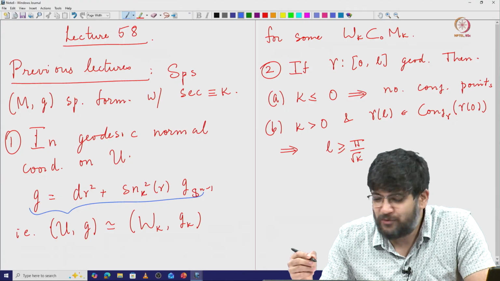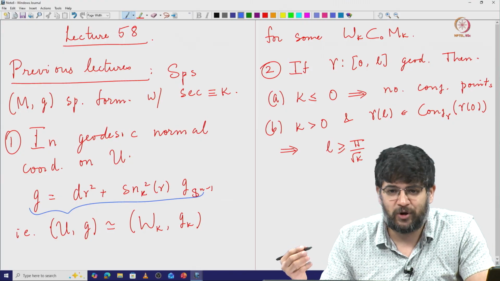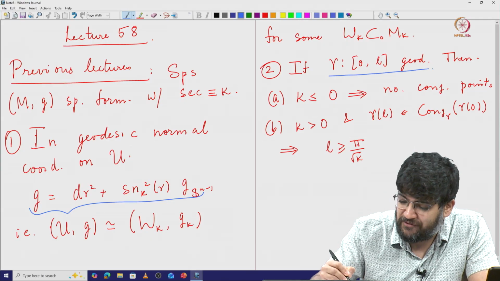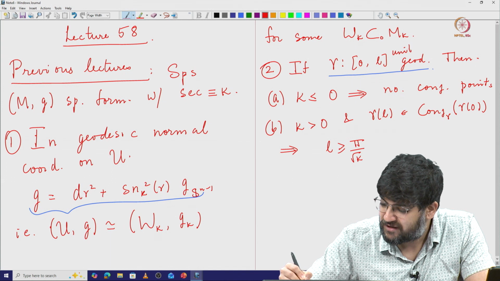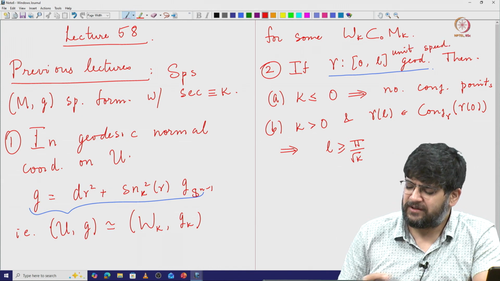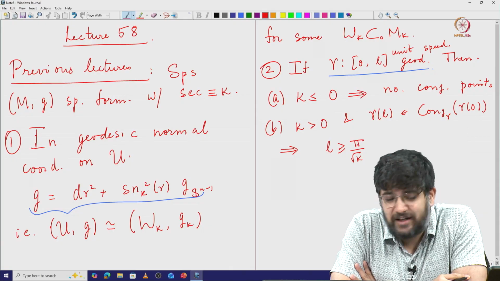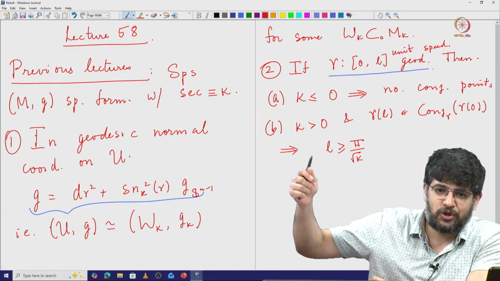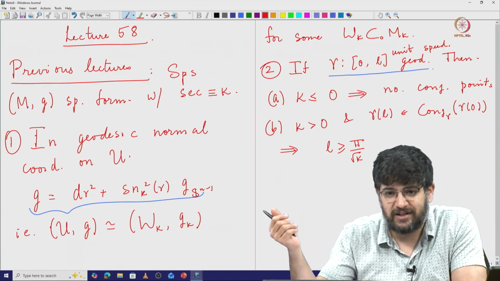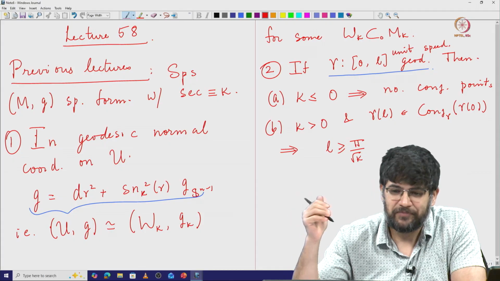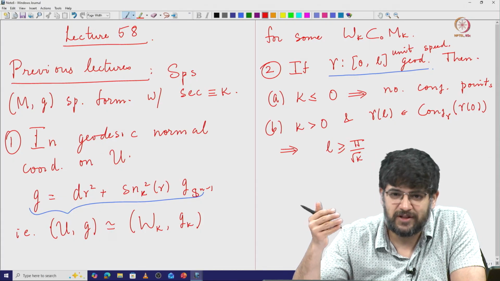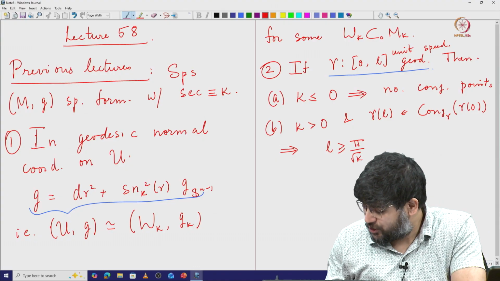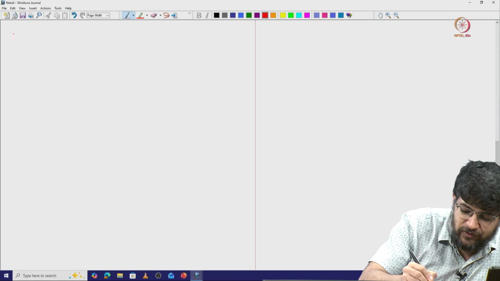The second key ingredient was the generalization of the no conjugate point result. Let us say I have a geodesic gamma which is unit speed. Then if kappa is non-positive, there are no conjugate points at all, and if kappa is positive, then the first conjugate point lies beyond a distance of pi by root kappa. These were basically consequences of the Jacobi field comparison principle. Alright, so now I am going to use these two to complete the proof of the uniformization theorem.